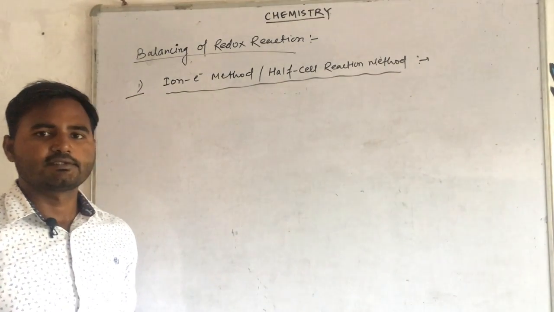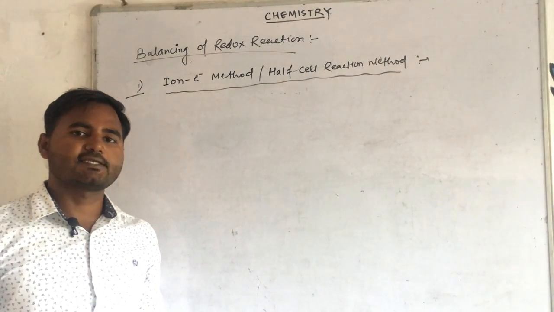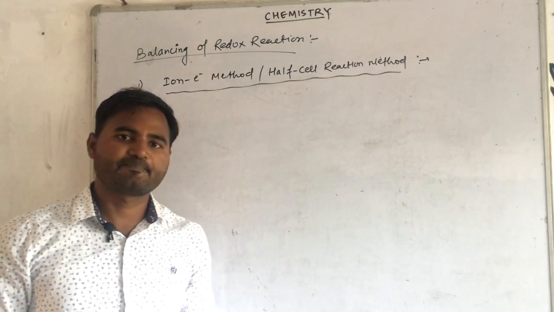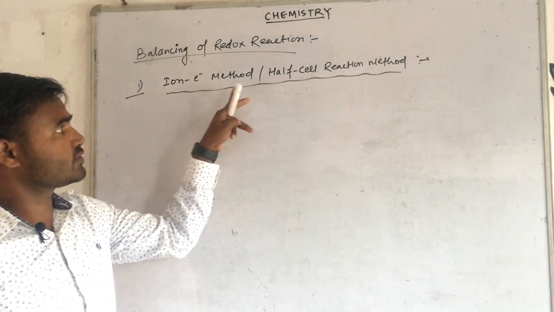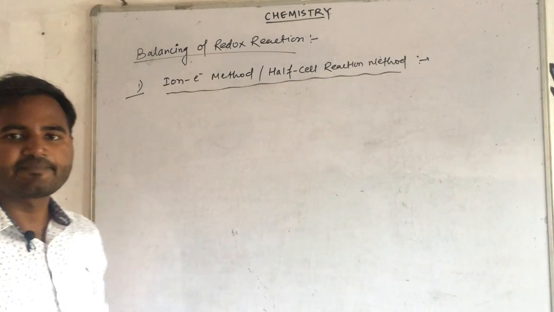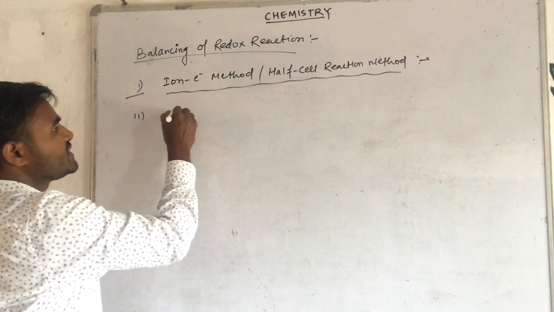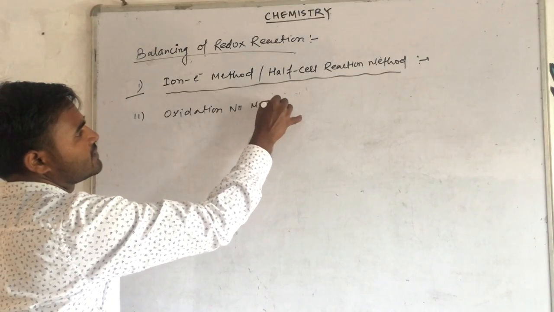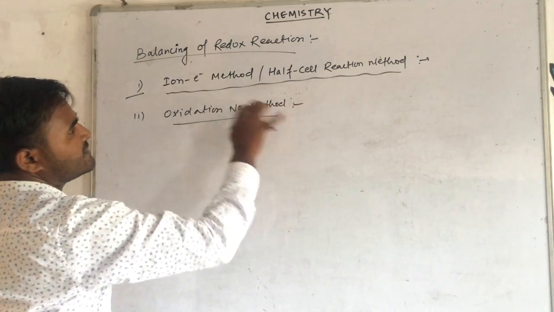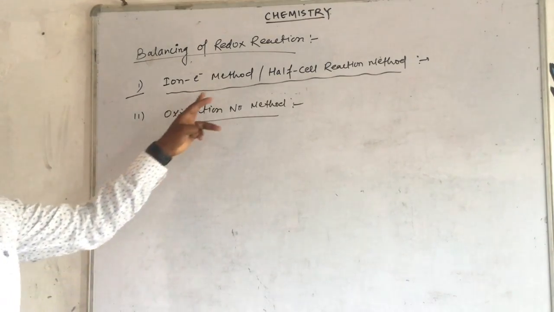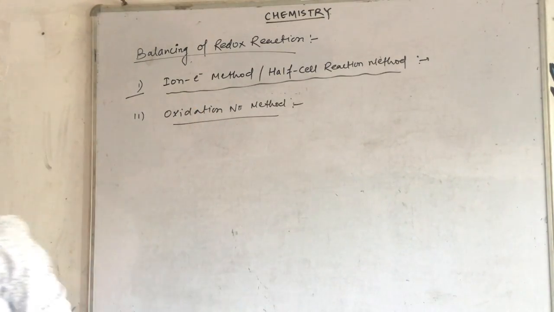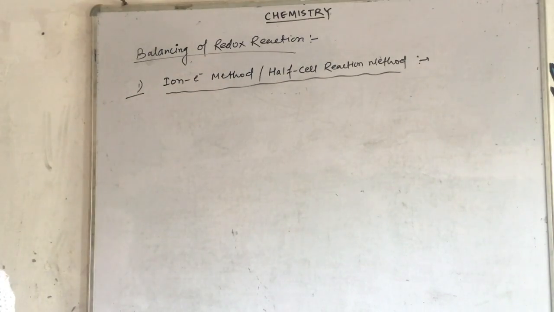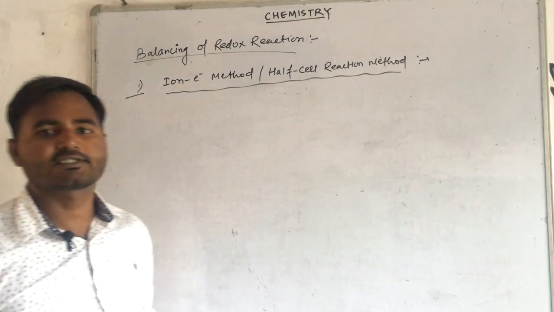Hello everyone. So today we are going to discuss balancing of redox reactions. Balancing of redox reactions can be done by two methods: the first one is the ion electron method or half cell reaction method, and the second method is the oxidation number method. But today we will discuss only the first method, that is the ion electron method or half cell reaction method. So let's discuss the half cell reaction method for balancing of redox reactions.